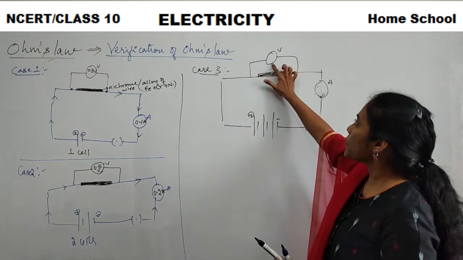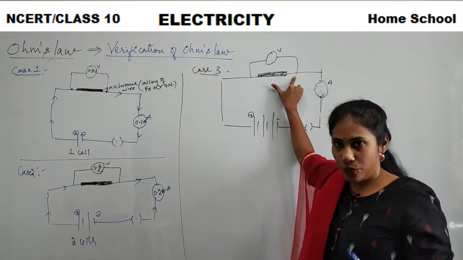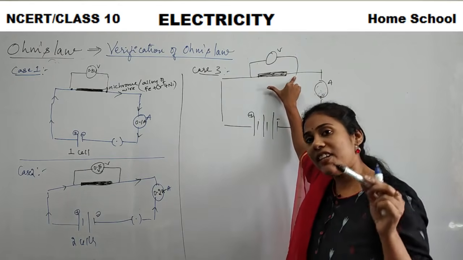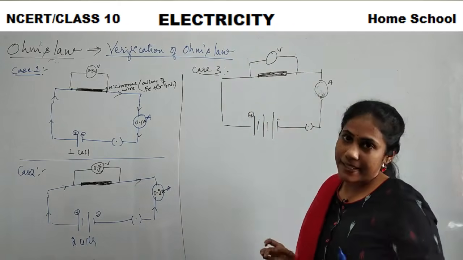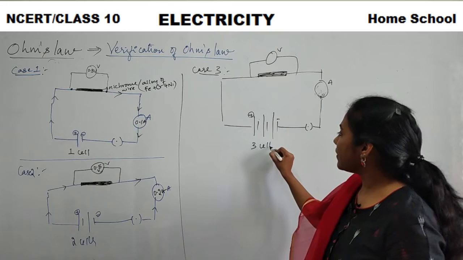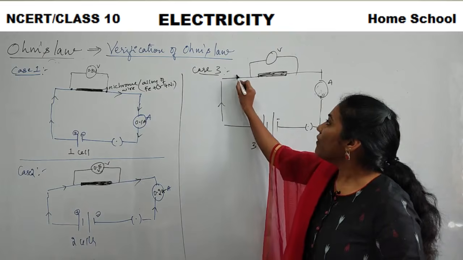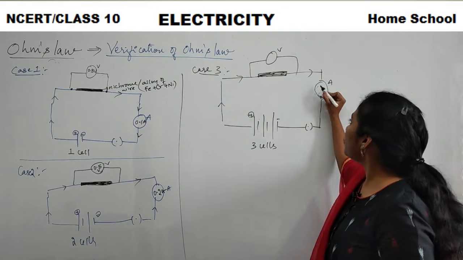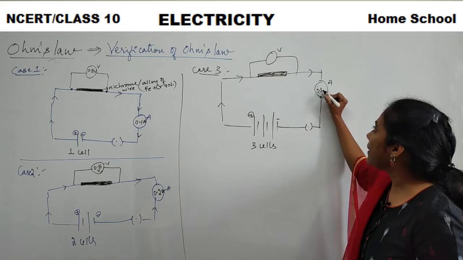See, every case voltmeter I connected in parallel. We discussed in the last video, right? Voltmeter always has to be connected in parallel. Ammeter should be connected in series. Okay, fine. So here 3 cells I have taken. That means I have supplied more voltage, right? So when I measure the current, here I had actually got 0.3 amperes.